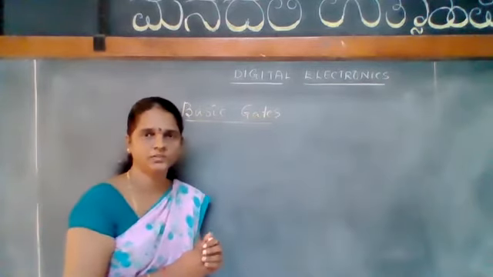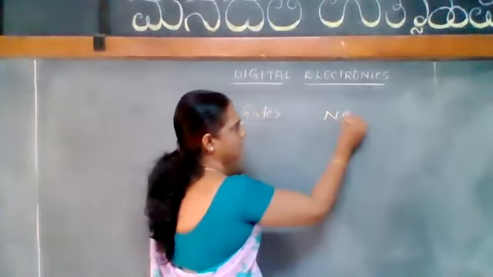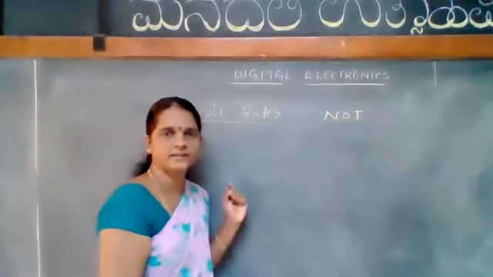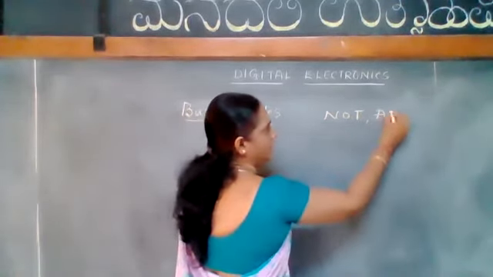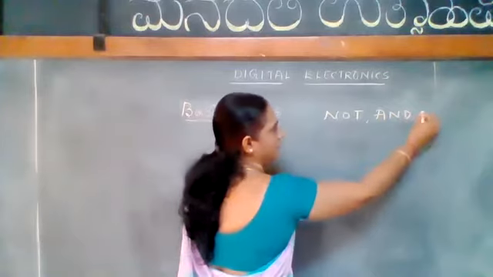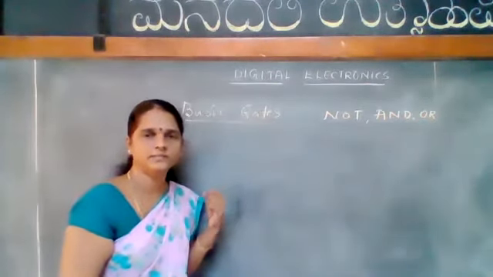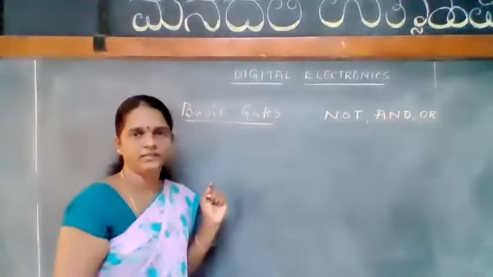So in today's session, let us discuss three main gates. First one is the NOT gate, which is also called an inverter. Second one is AND gate. Third is OR gate. Before that, let us see what is this gate. We are saying gate, G-A-T-E.